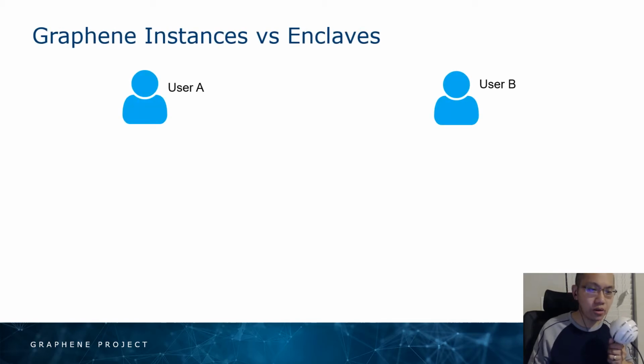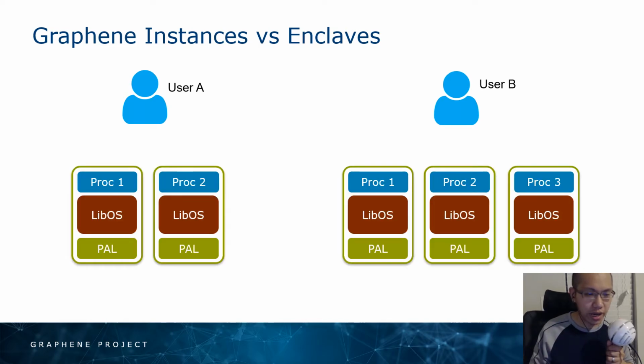When talking about the multi-process support of the Graphene Library OS, we usually use the term instances to indicate a multi-enclave environment created for one single application. So think about user A and user B. They both want to run their own applications inside the enclave environment. So in this case, user A could create a multi-process application. Suppose they have two processes, process 1 and process 2.